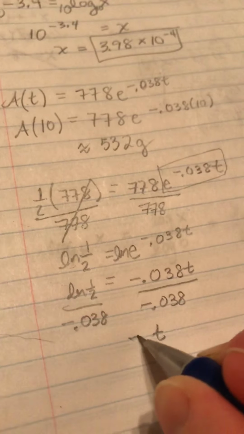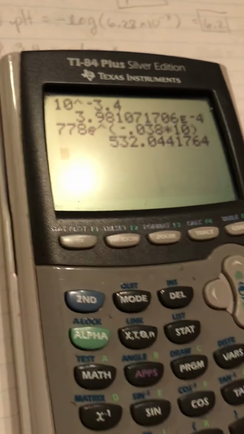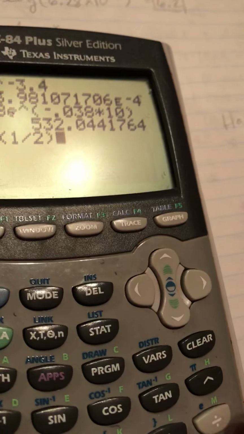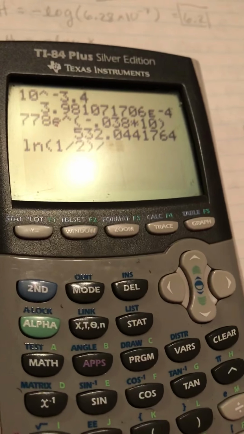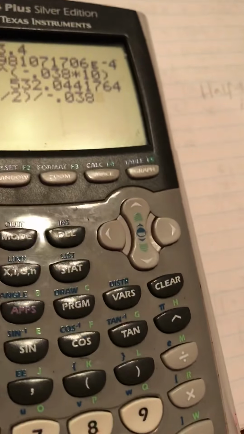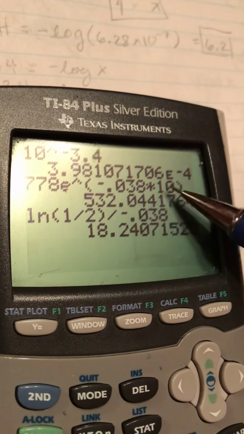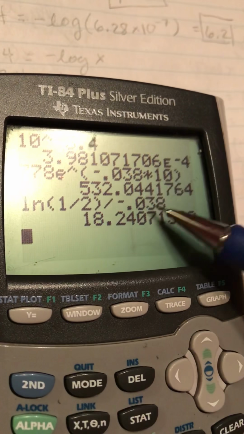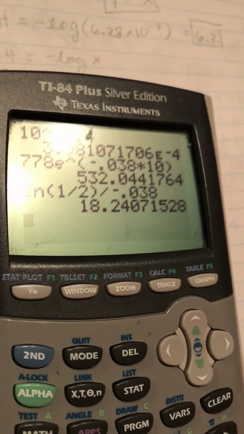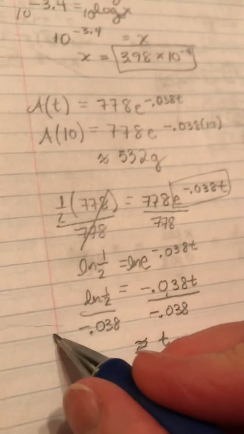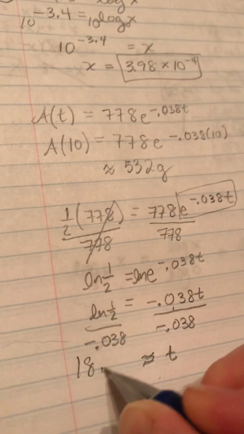So that time is equal to, and when I calculate that, ln of 1/2 divided by that coefficient, negative 0.038. It turns out that's always true, that the half-life is ln of 1/2 divided by that coefficient, that rate of decay. In this case, 18.24 years is the approximate half-life of this substance.